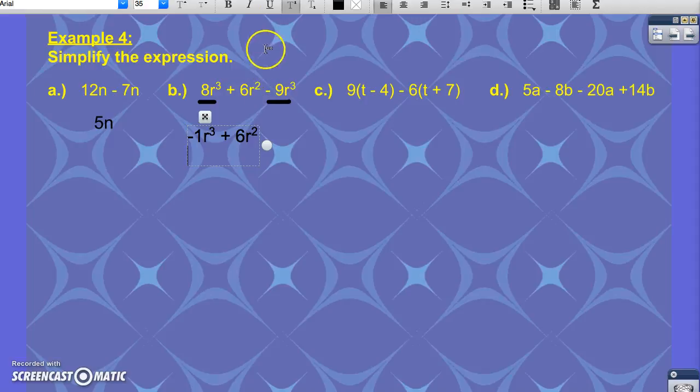If you don't like the negative 1, you could just also do negative r cubed plus 6r squared. I would accept either answer.